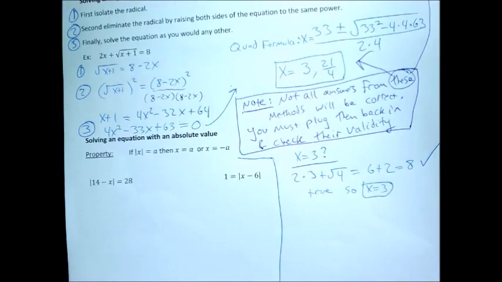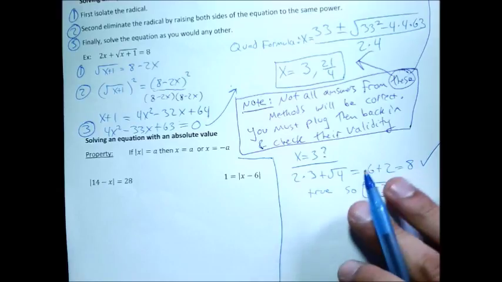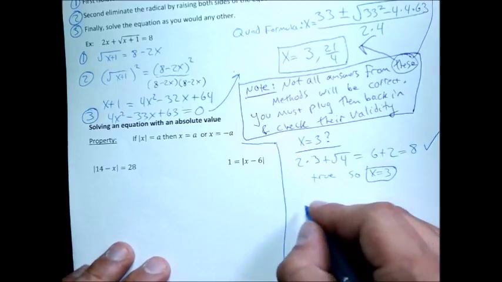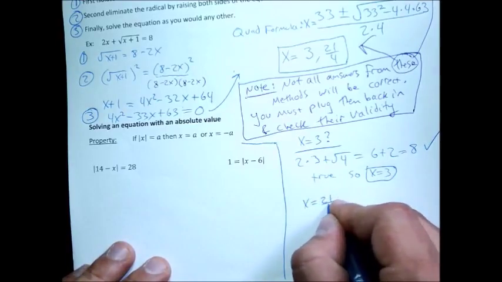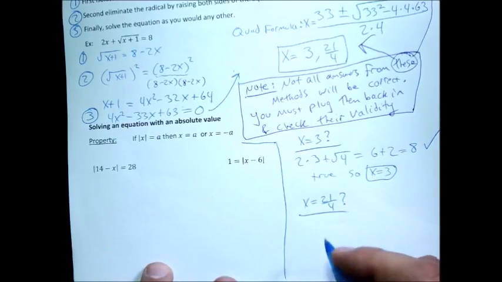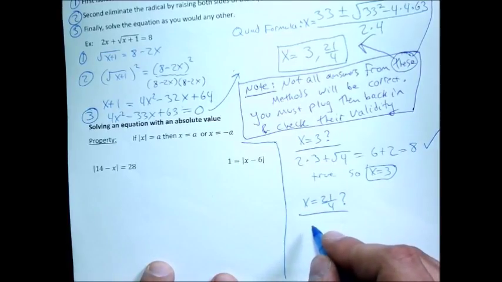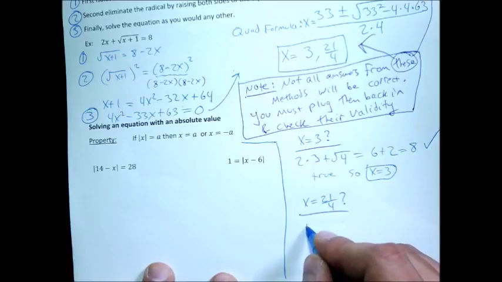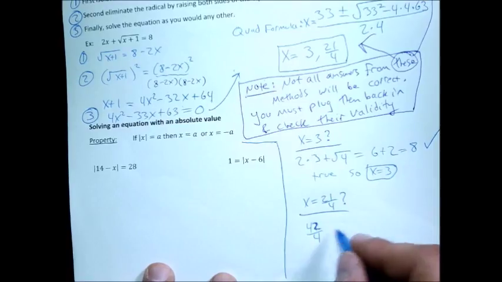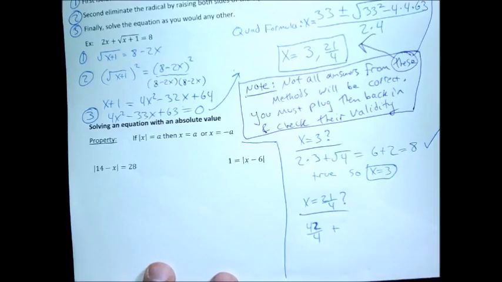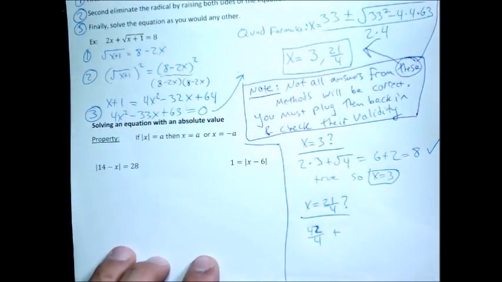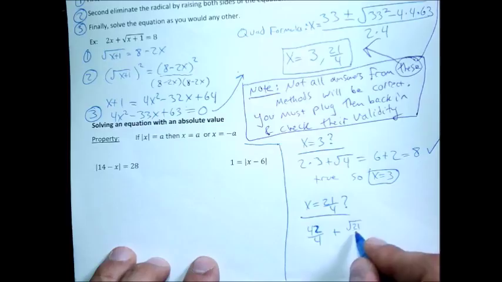But you'll see that when we do the next one, it won't be true. So the other thing I think it is is 21 over 4. So let's try that one. x equals 21 over 4, question mark. Well, let's see. When I plug 21 over 4 in, I'll get 2 times 21 over 4, which is 42 over 4. And then when I plug 21 over 4 into x in the square root of x plus 1, I'm just going to simplify it. We end up with the square root of 21 over 4.